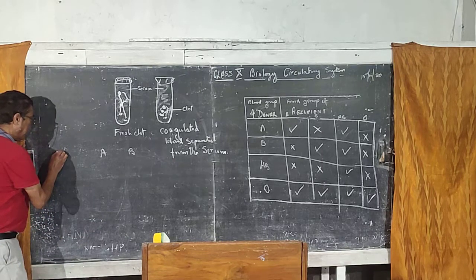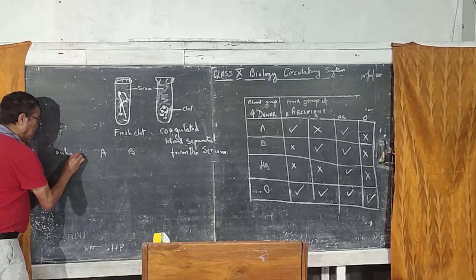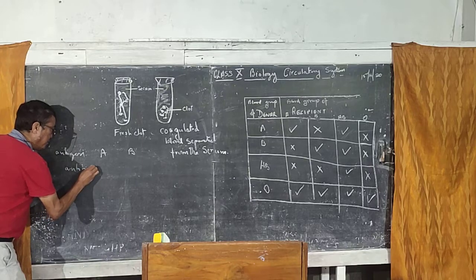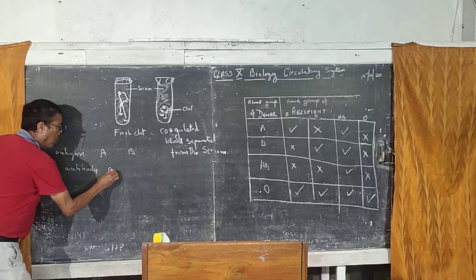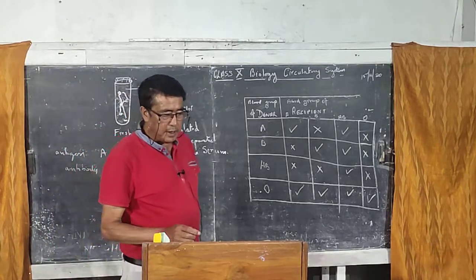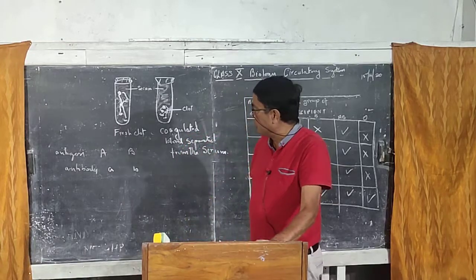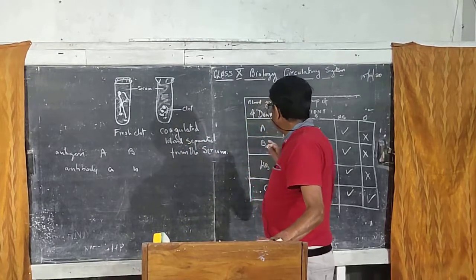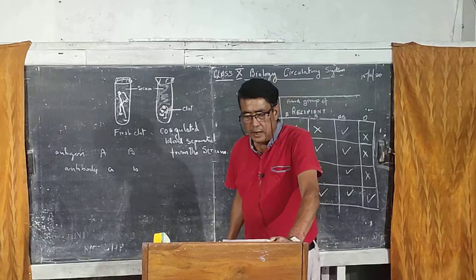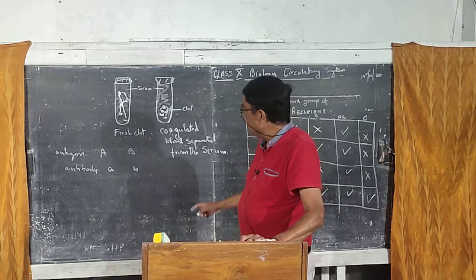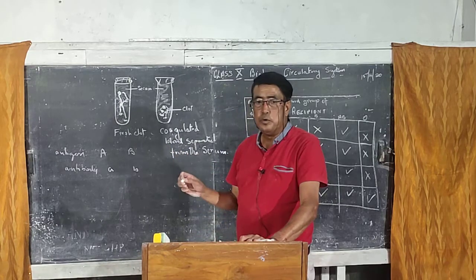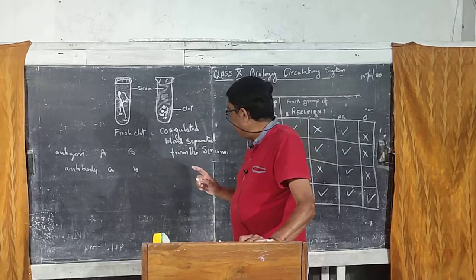And two types of antibody, represented by small a and b. Now, to identify the blood group, there are four types of blood group: A, B, AB and O. If the antigen present is capital A and antibody b, that group is group A.